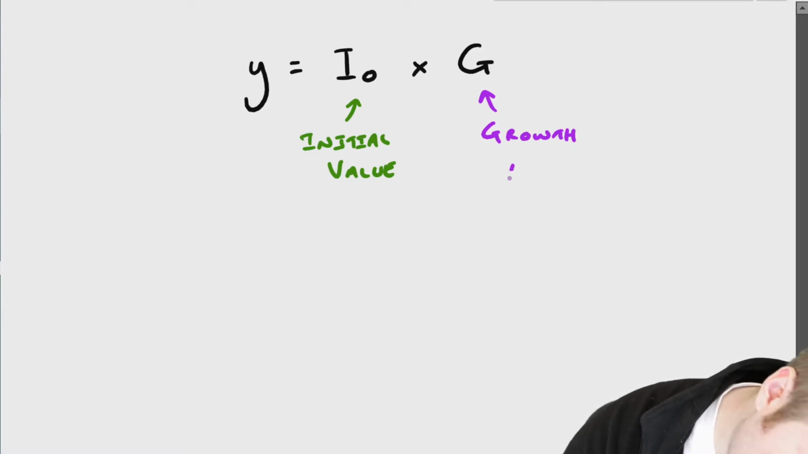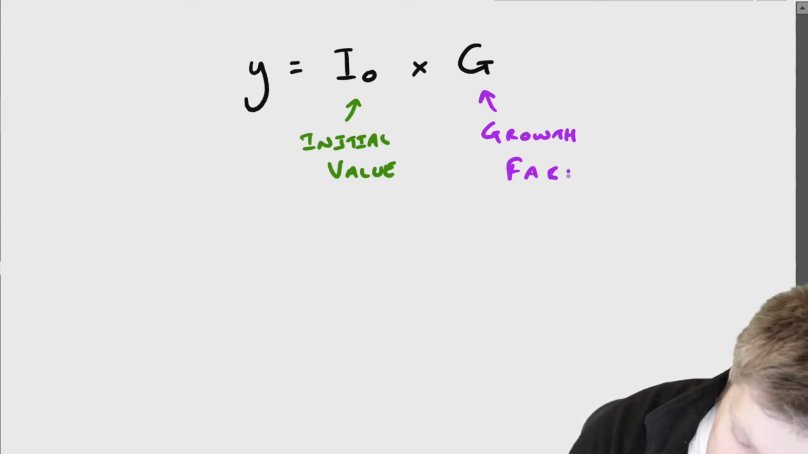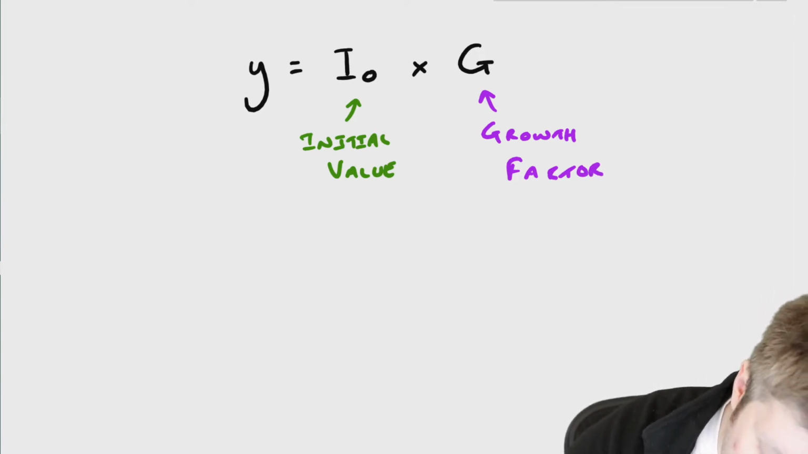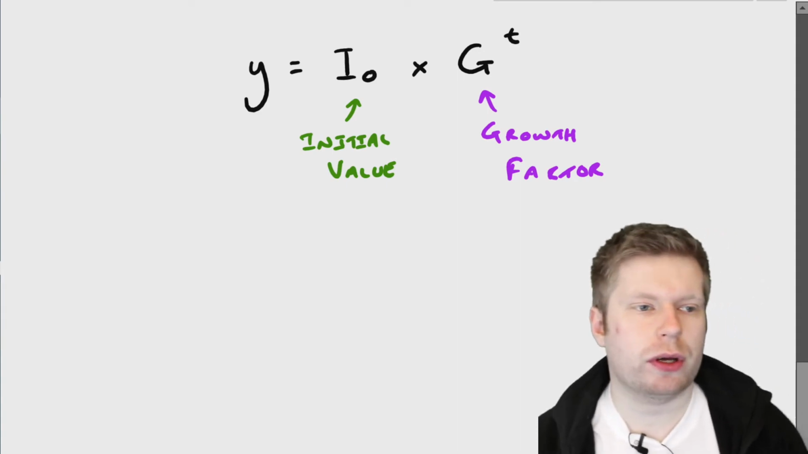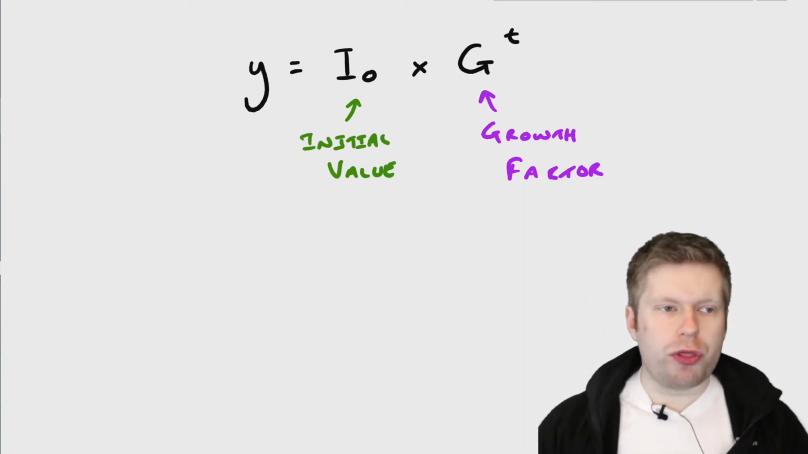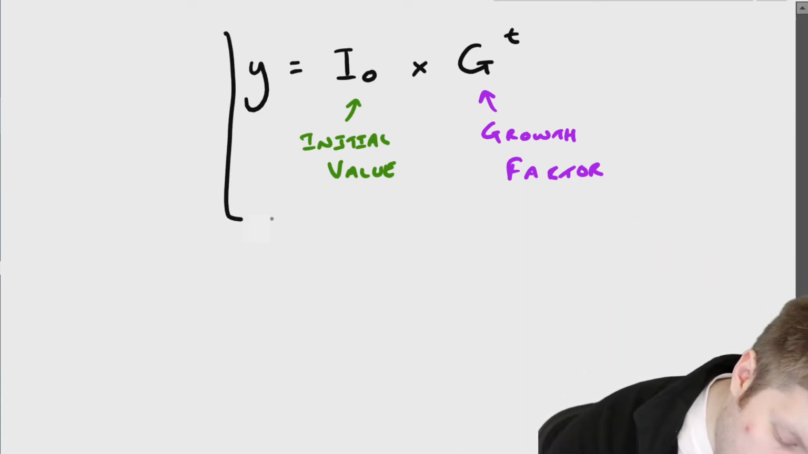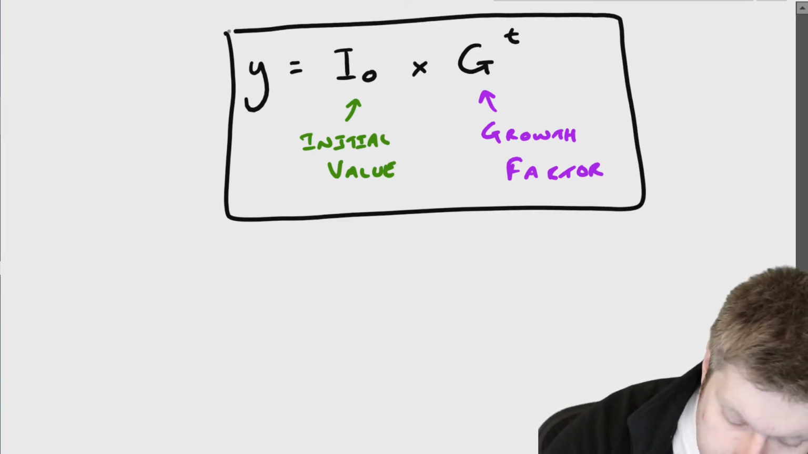That's literally what I'm multiplying by for every single time period. And of course that growth factor, I need to multiply by that growth factor t times, whatever year I'm up to, okay? So in general, this is the equation of an exponential growth situation, okay?